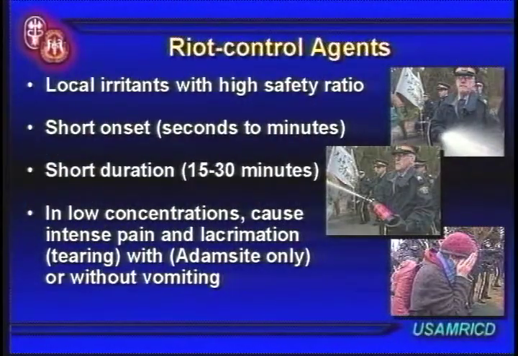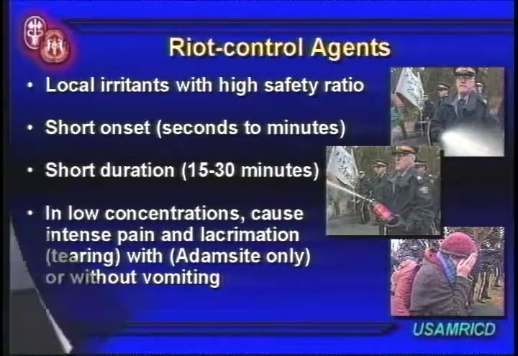Riot control agents have a short onset time. That is, within seconds of your entering a CS chamber or a CS tent and taking off your mask, your eyes begin to burn, you begin to have difficulty breathing, and you start to cough and maybe to sneeze. But the duration is also fairly short. Once you've left the tent, the symptoms go away within several minutes to a half an hour or so.